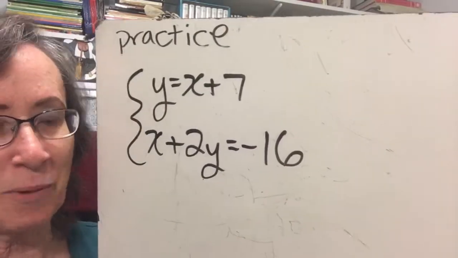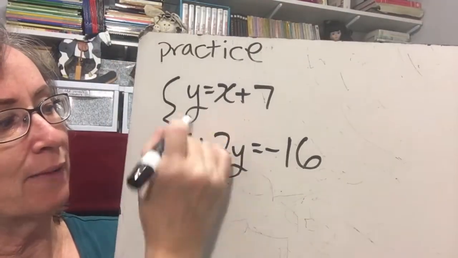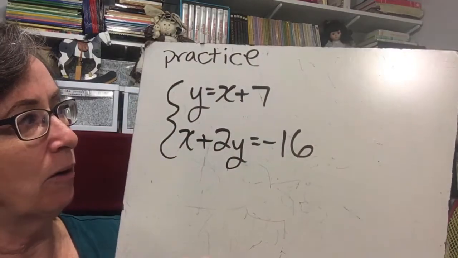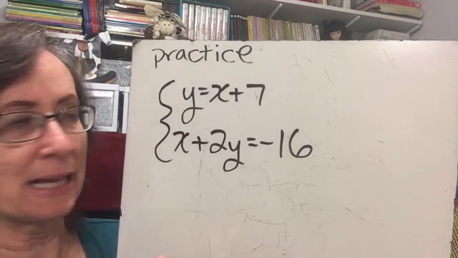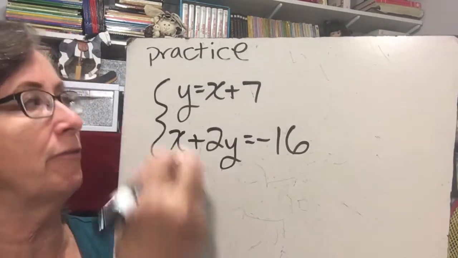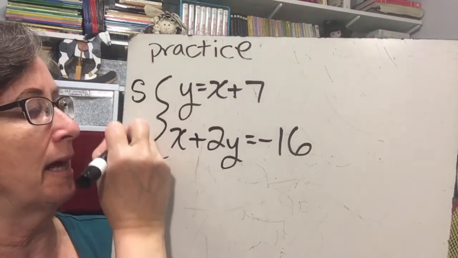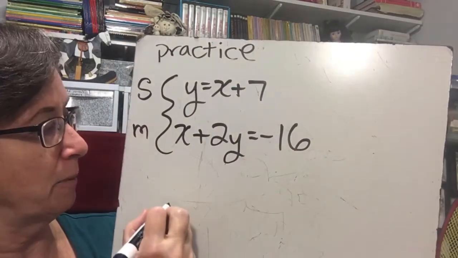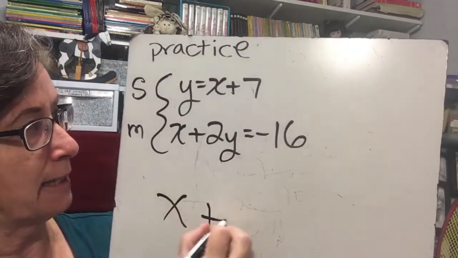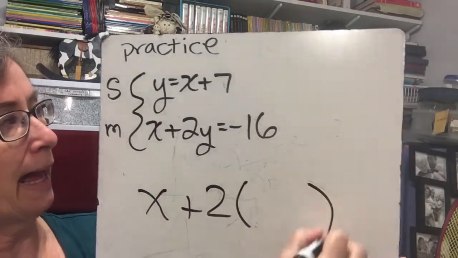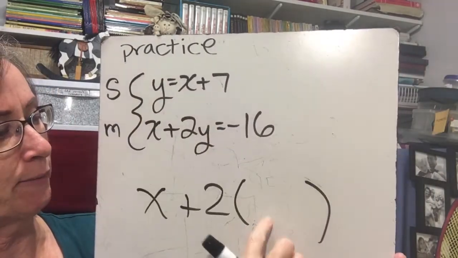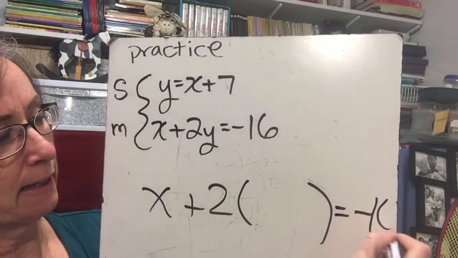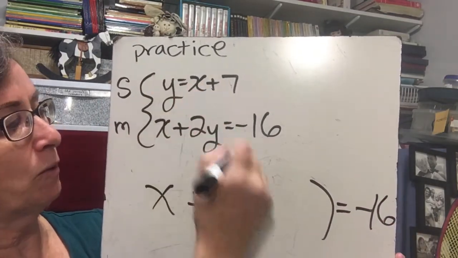Last practice problem. Okay, so we have a simultaneous system as designated. Okay, now this one on top is the sub-equation because it's the one that's solved for a variable. So that's the sub, and this one is our main. Okay, so we're going to write down the main equation. X plus 2y, since y is the sub, I'm going to leave a spot for y, equals negative 16. We drag down the y here.